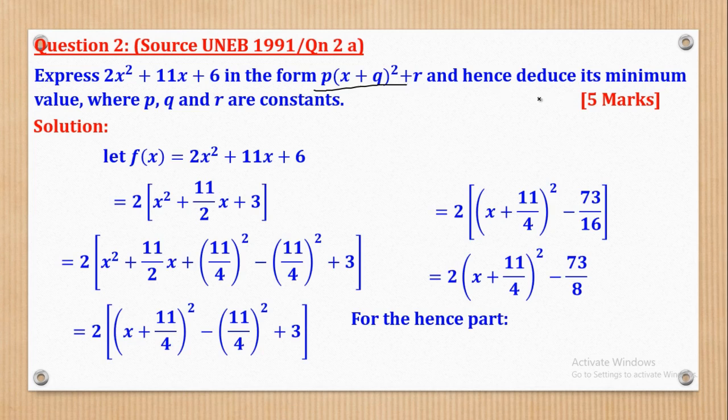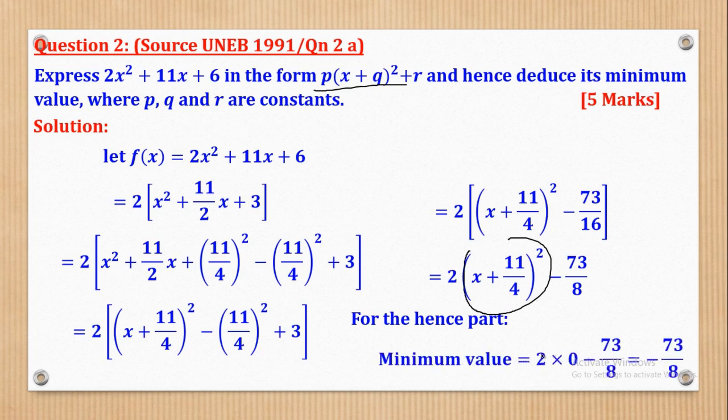Therefore, the hence part, they wanted you to deduce the minimum value. Minimum value, remember we said, the whole of this becomes 0. So we shall come and get 2 times 0 minus 73 over 8 to become negative 73 over 8 as our minimum value.